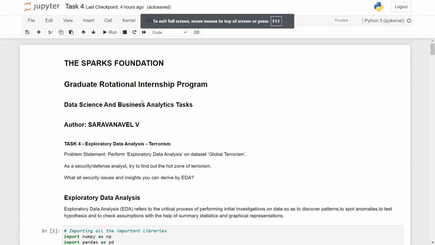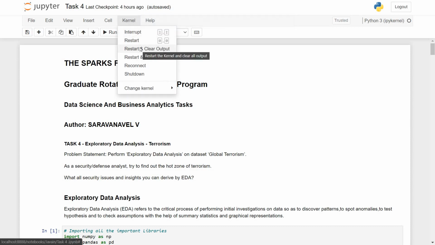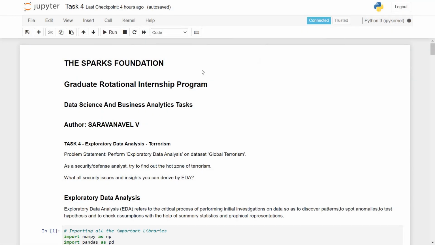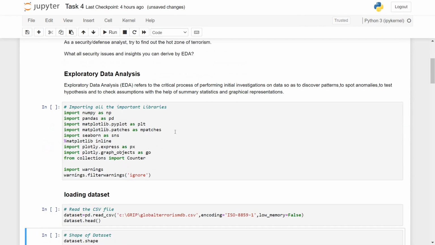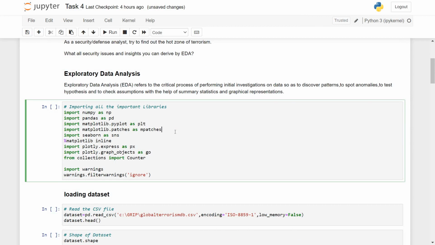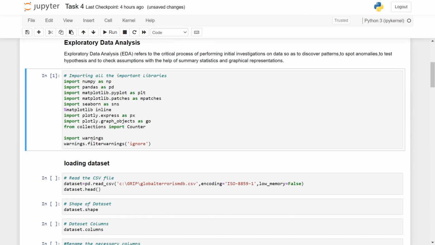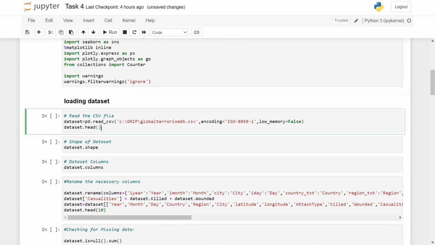And this is the Jupyter notebook. I'm just going to restart and clear the output. Yes, all the outputs are cleared now. I am going to import all the packages. I used NumPy, Pandas, Matplotlib, Seaborn, Matplotlib inline, Plotly, and so on. I also imported warnings to get rid of the warning messages.